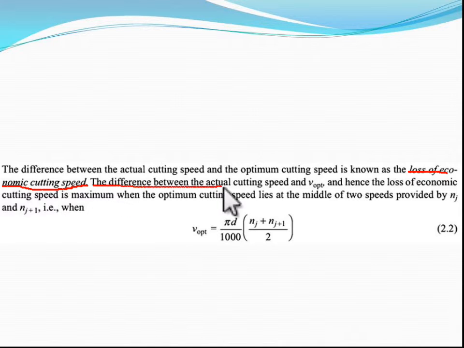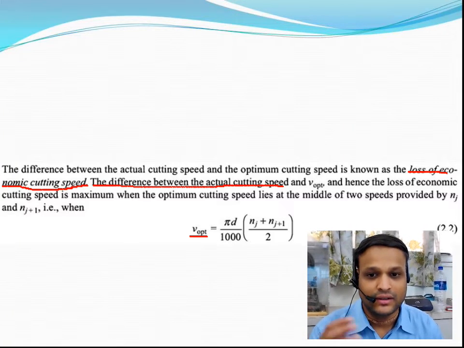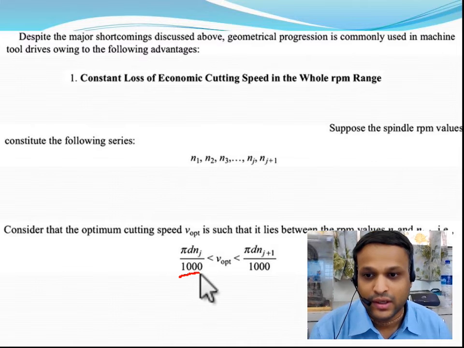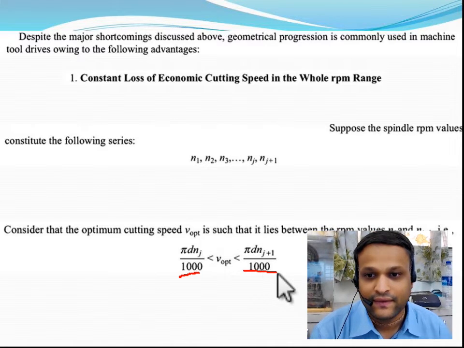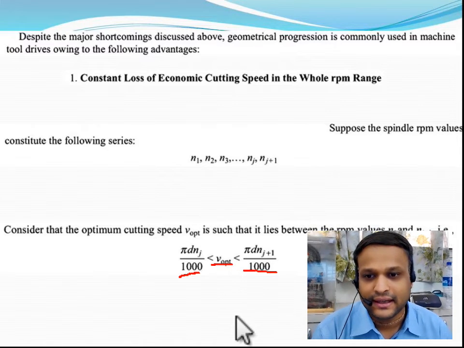The difference between the actual cutting speed and V optimum, the loss of economic cutting speed, is maximum when the optimum cutting speed lies in the middle of the two speeds. Suppose your V optimum is exactly in the center. By that I mean that on the left hand side we have the lower cutting speed, and on the right hand side we have the higher cutting speed, and V optimum is exactly in the center.